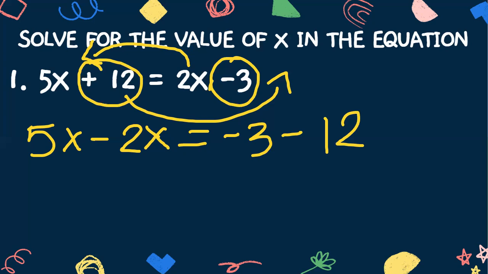Right? So, 5x, then simplify na natin. 5x minus 2x. So, 5 minus 2. So, that is 3x is equal to, next, negative 3 minus 12. So, integers po tayo. Negative 3 minus 12. Diba ang rule po natin kapag subtraction of integers, change the operation and then change the sign. So, ito ay positive, magiging negative. So, negative 3 plus negative 12. Magiging negative, what? 15. Right?